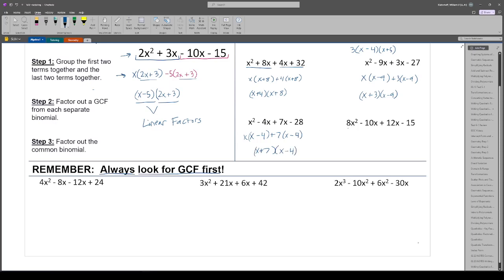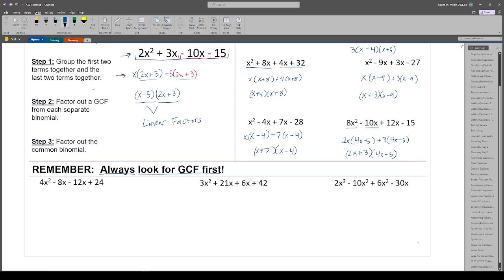This one does not have a GCF. I thought it did for a second. So we have two things to take out here, though. We can take out 2x times 4x minus 5, then plus 3 times 4x minus 5. So we get 2x plus 3 times 4x minus 5.